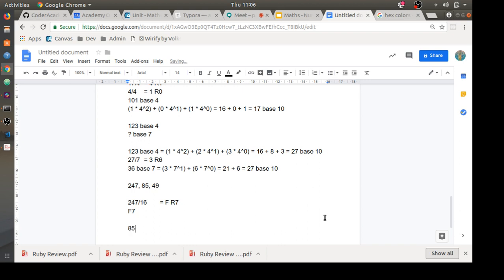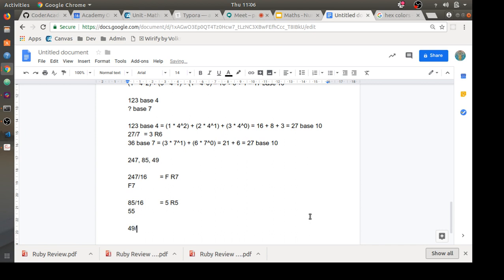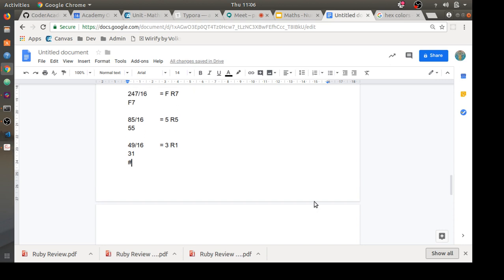And 85 is what? 5 from 85. Okay. I don't do this kind of math in my head really well. So 49 divided by 16. 3 with some kind of remainder, 1. So 31. So the hex representation of that color is F75531.